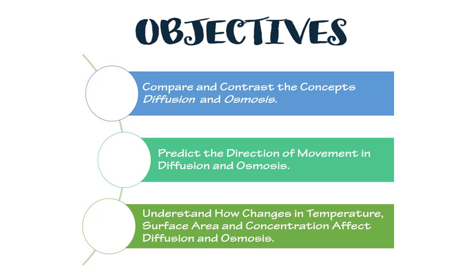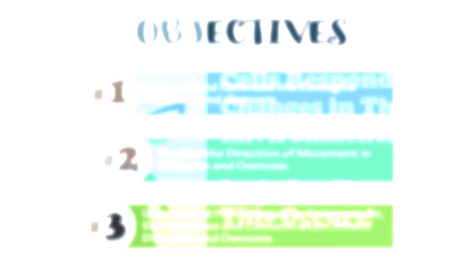Objectives. Compare and contrast the concepts of diffusion and osmosis. Predict the direction of movement in diffusion and osmosis. Understand how changes in temperature, surface area, and concentration affect diffusion and osmosis.